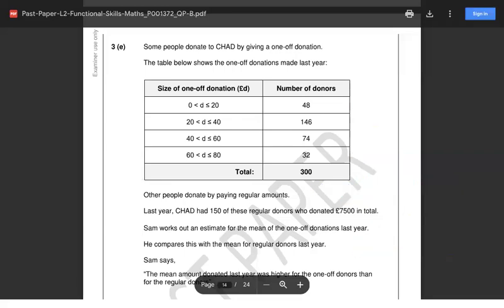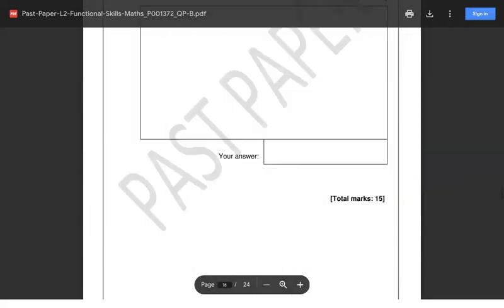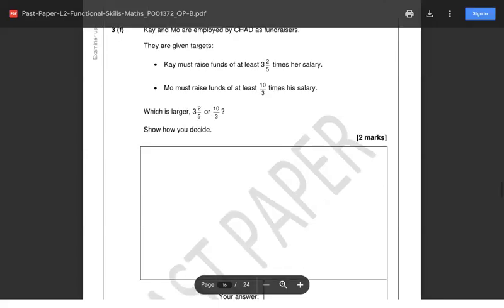So the final one is this. K and Mo are employed by Chad as fundraisers, and they are given targets. K must raise funds of at least 3 2/5 times a salary. Mo must raise at least 10/3 times a salary. So which one is larger? You just need to compare the two of them.